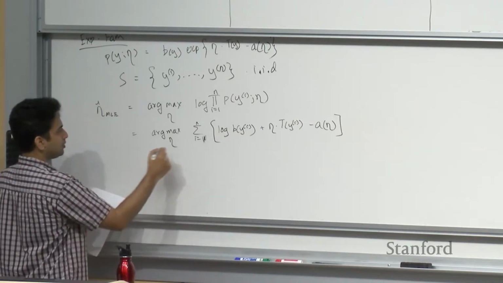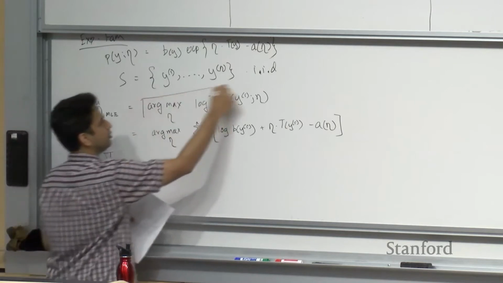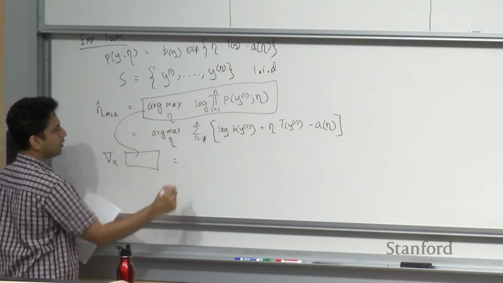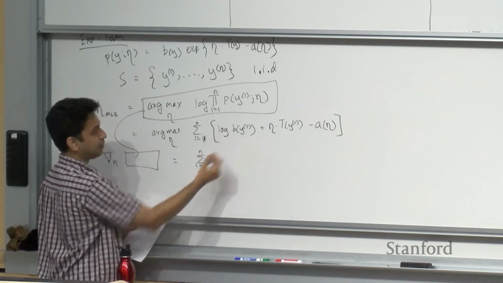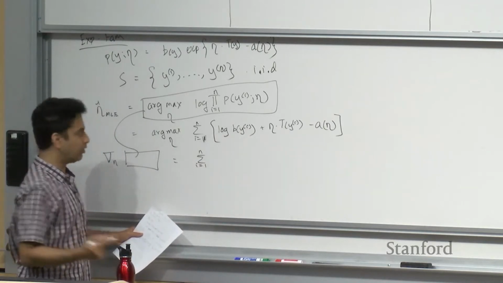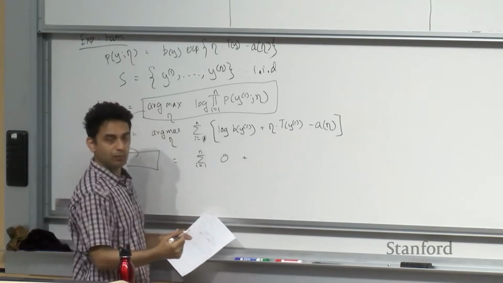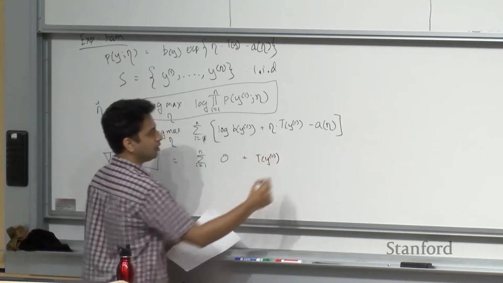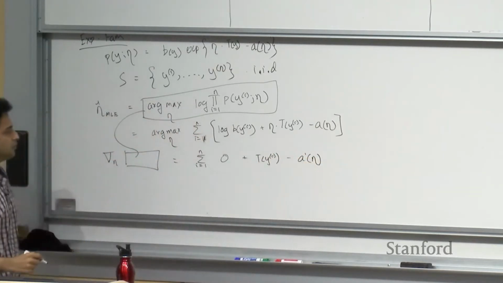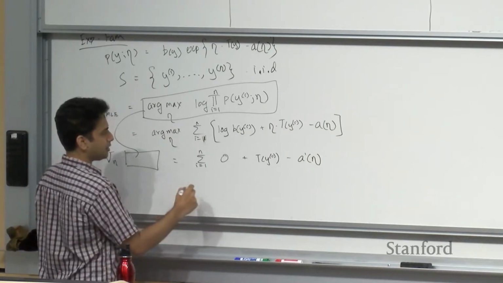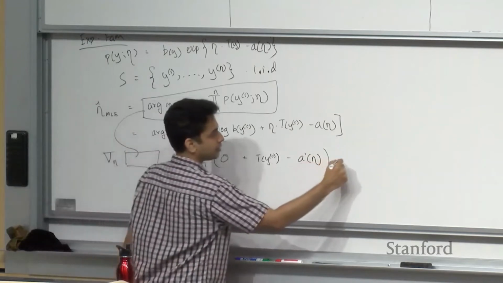The same process. So for this, we now take the gradient with respect to eta of this whole thing, which is the sum from i equals 1 to n. The derivative of b of y with respect to eta is 0, so this will be just 0, plus the derivative of eta dot t of yi with respect to eta, which is just t of yi, minus the derivative of a of eta with respect to eta, which we'll just call a prime of eta. We have a sum over i from 1 to n of this term, and we set this equal to 0.